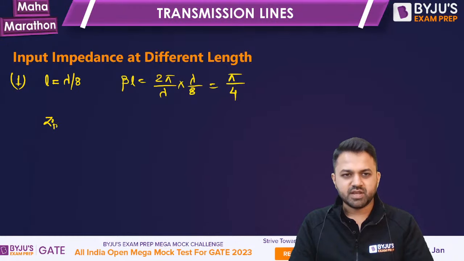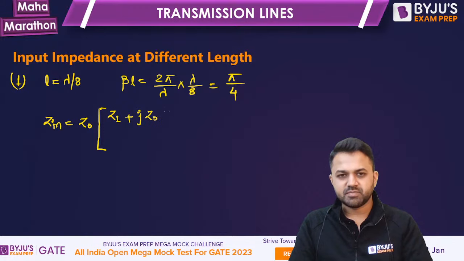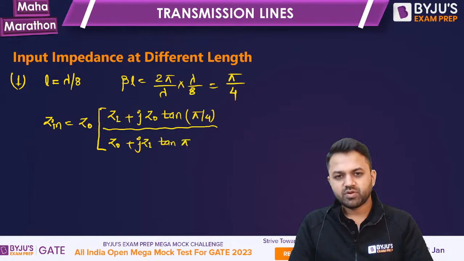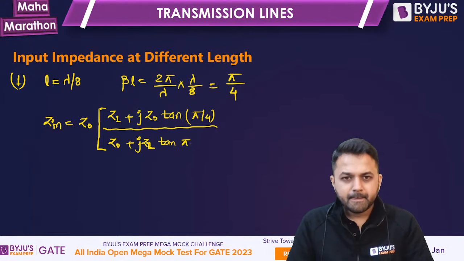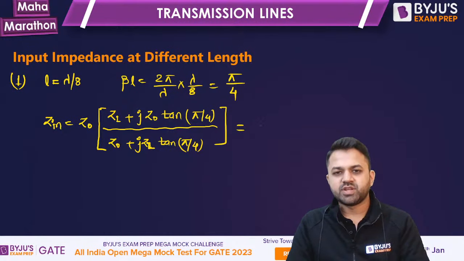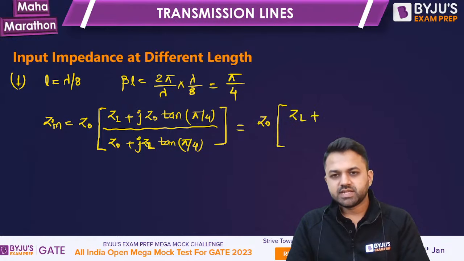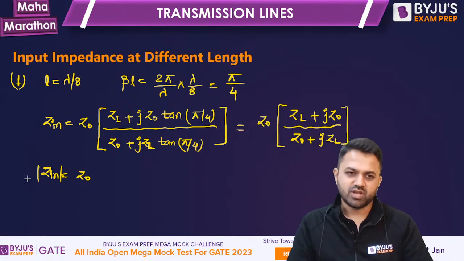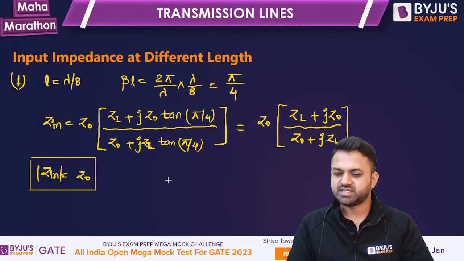So how do we calculate the input impedance? The formula is Z naught times (load impedance ZL plus j Z naught tan beta L), where beta L is pi by 4, whole divided by (Z naught plus j ZL tan pi by 4). Since tan pi by 4 is 1, this is Z naught (ZL plus j Z naught) divided by (Z naught plus j ZL). The magnitude of the input impedance is Z naught, the characteristic impedance. That is the importance of this particular length: for a lambda by 8 length transmission line, the magnitude of the input impedance is the characteristic impedance only.